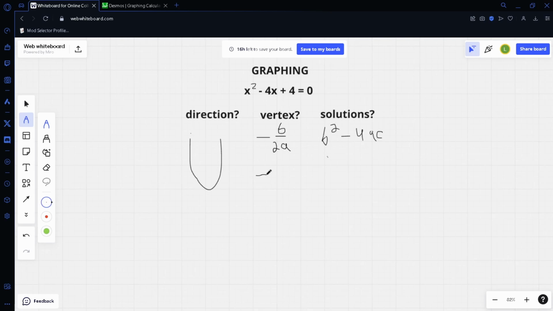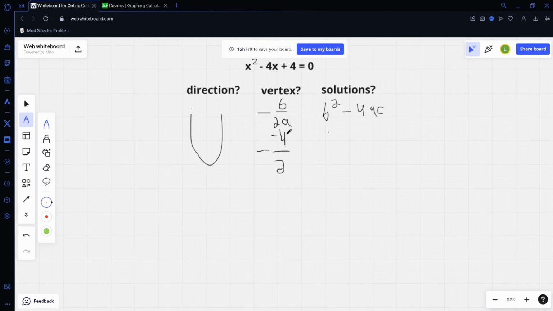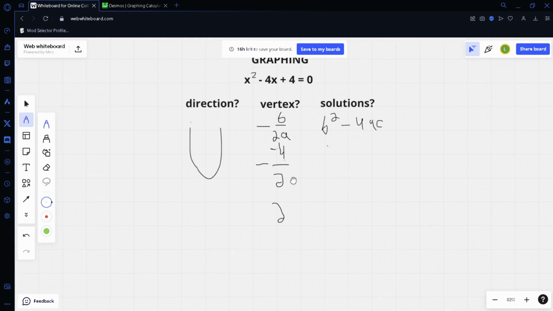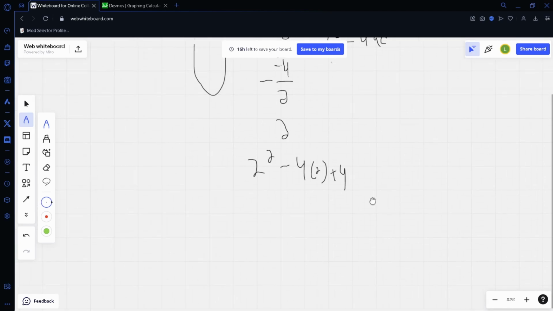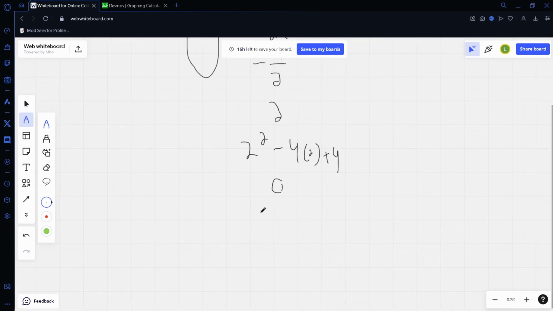Then our vertex, plugging into this formula here, we have the opposite of negative 4 over 2 times 1. Negative 4 divided by 2 is negative 2. Then the opposite of that is positive 2. Plugging this back into our equation yields 2 squared minus 4 times 2 plus 4. And this is going to come out to 0, so our vertex is 2, 0.